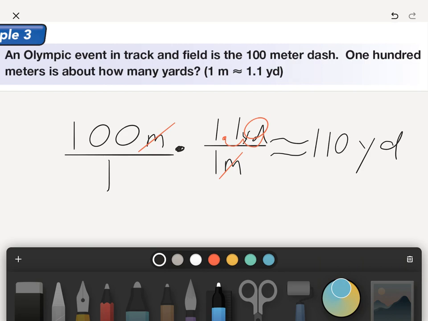110 yards. Wait, how did you end up finding that? Because I'm multiplying by 100. I'm multiplying this by 100. That means that I'm moving my decimal over by 2. Oh, okay. So 1, 2, and then that will get me 110 yards. Yes? What's the difference between a yard and a meter?